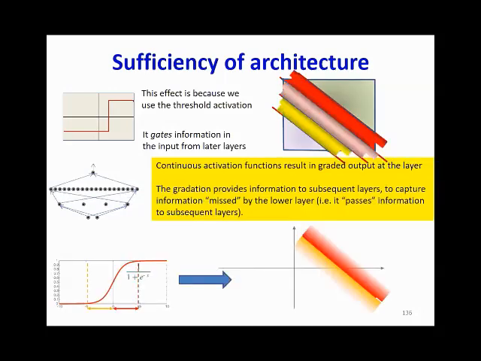If, on the other hand, you used a continuous activation function like the sigmoid, the sigmoid produces graded output. So the output of the sigmoid would look something like this. Rather than just red and yellow, it's going to sort of grade out. And so the output of the first layer of the network is going to be something like this, which means that you still have information.